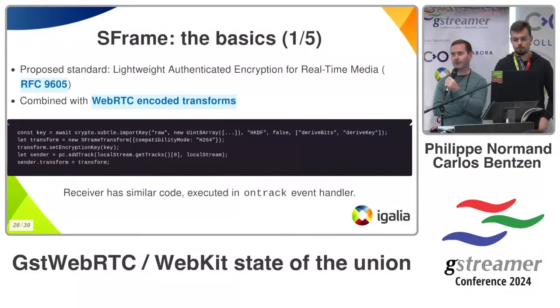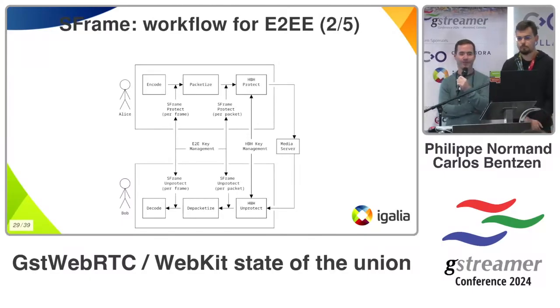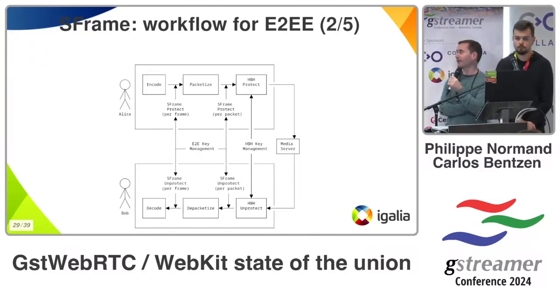And then on the receiver side, it's the same, but you do it when you receive a track event, basically, on the receiver. So the workflow, that's a schema from the RFC I stole. I thought it was nice. So you have the workflow there.